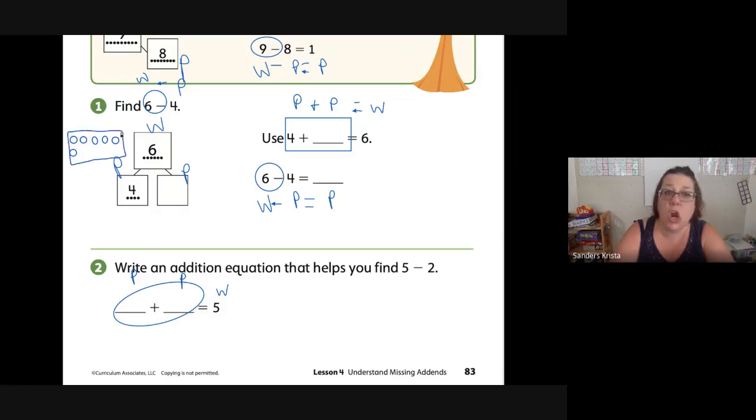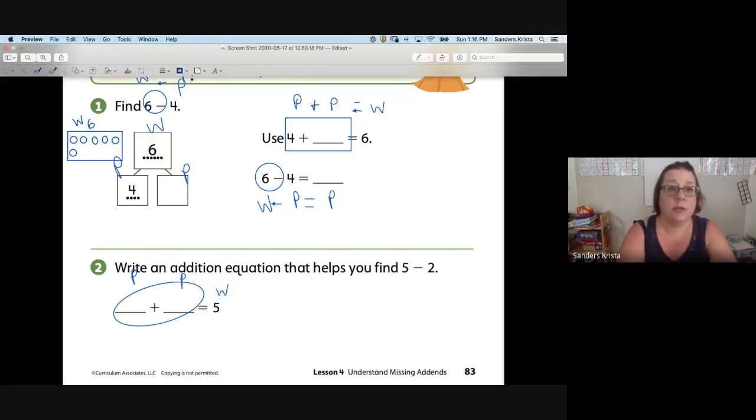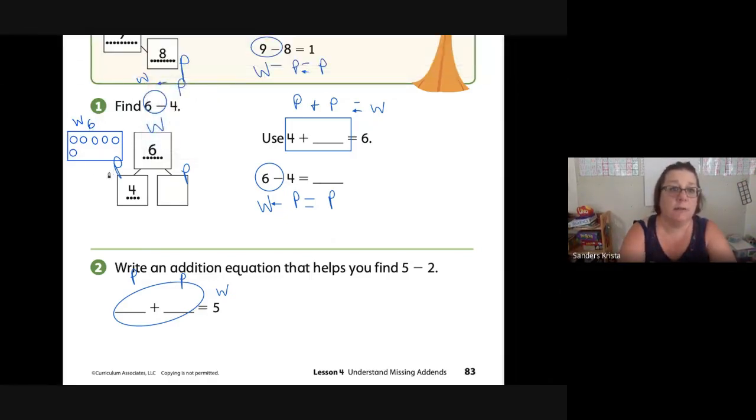My number's not going to get any bigger than 6. Okay? 4 is my part. So I'm going to get a different color. 4 is my part, so I'm going to circle 4. That's the part that I know. How many are still left over?